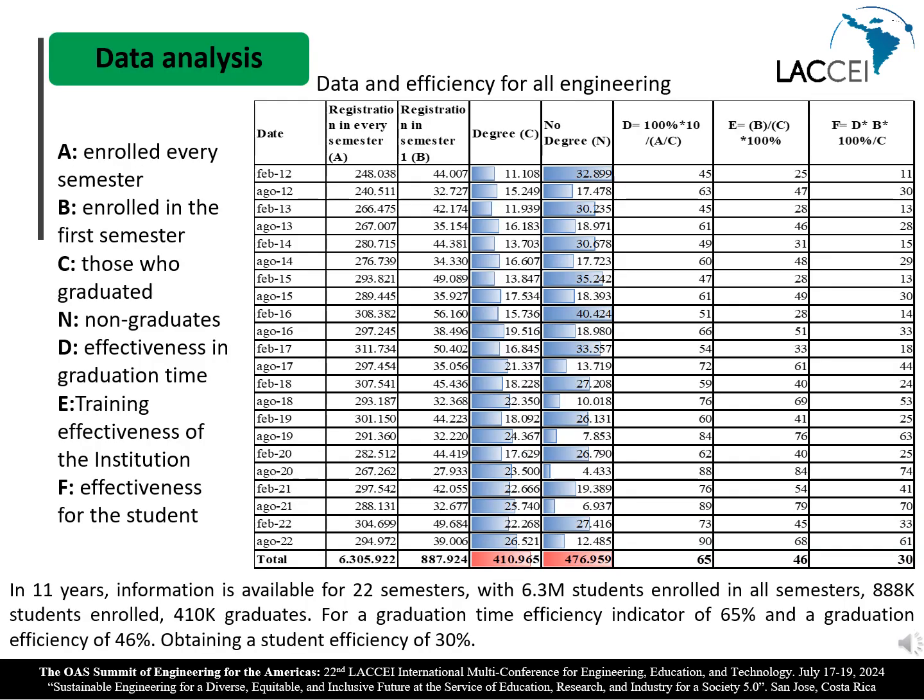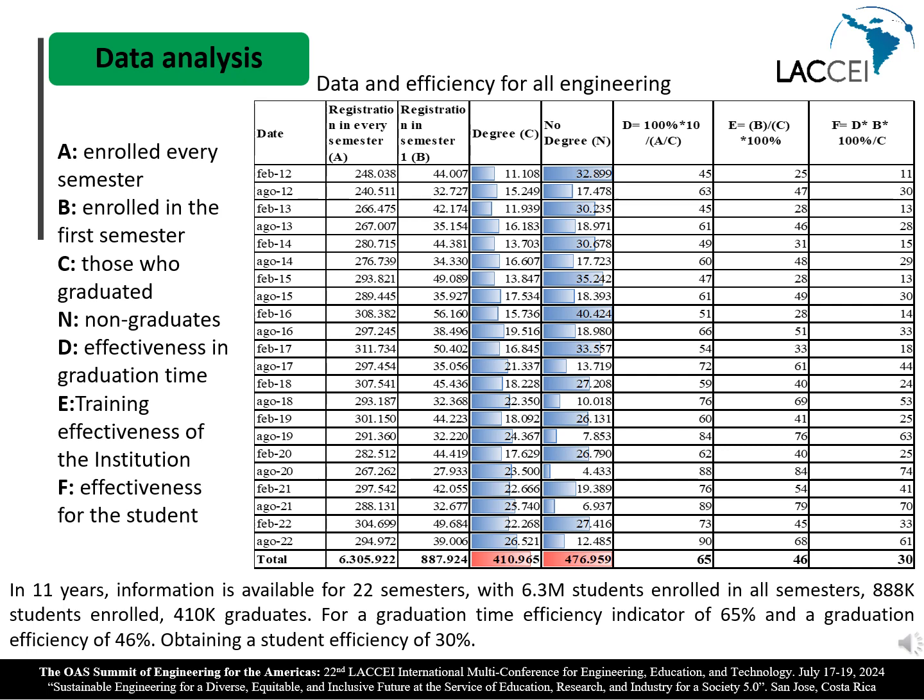Data analysis. This table is the data and efficiency for all engineers. A is enrolled every semester. B enrolled in the first semester. C those who graduate. N no graduates. D efficiency in graduation times. E training efficiency of the institutions. F efficiency of the students. In these tables is a singular analysis.